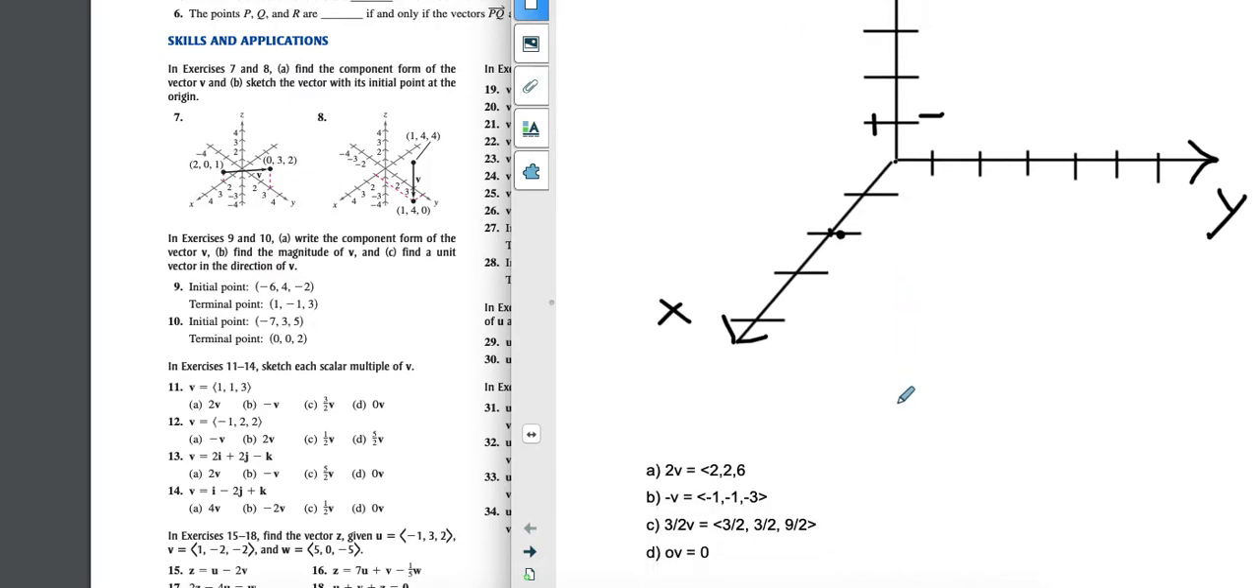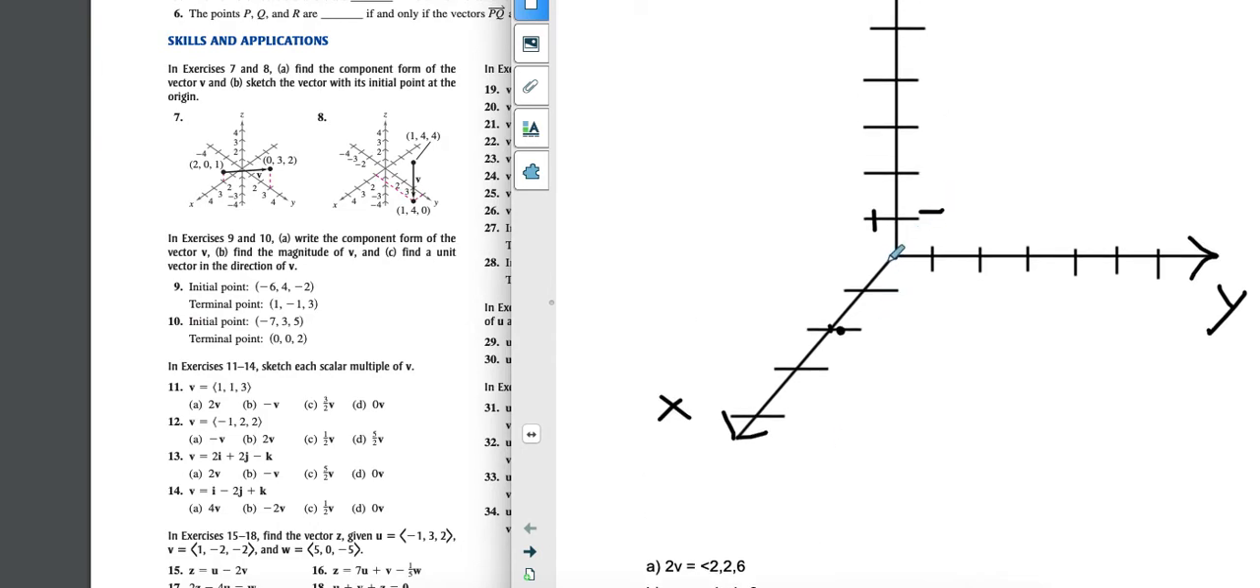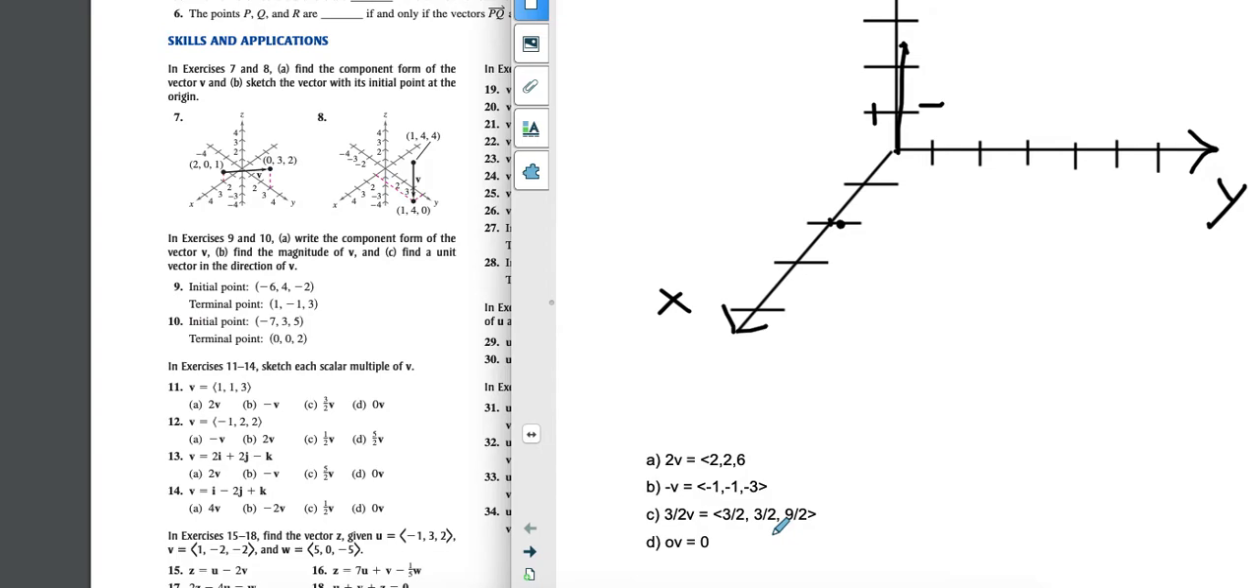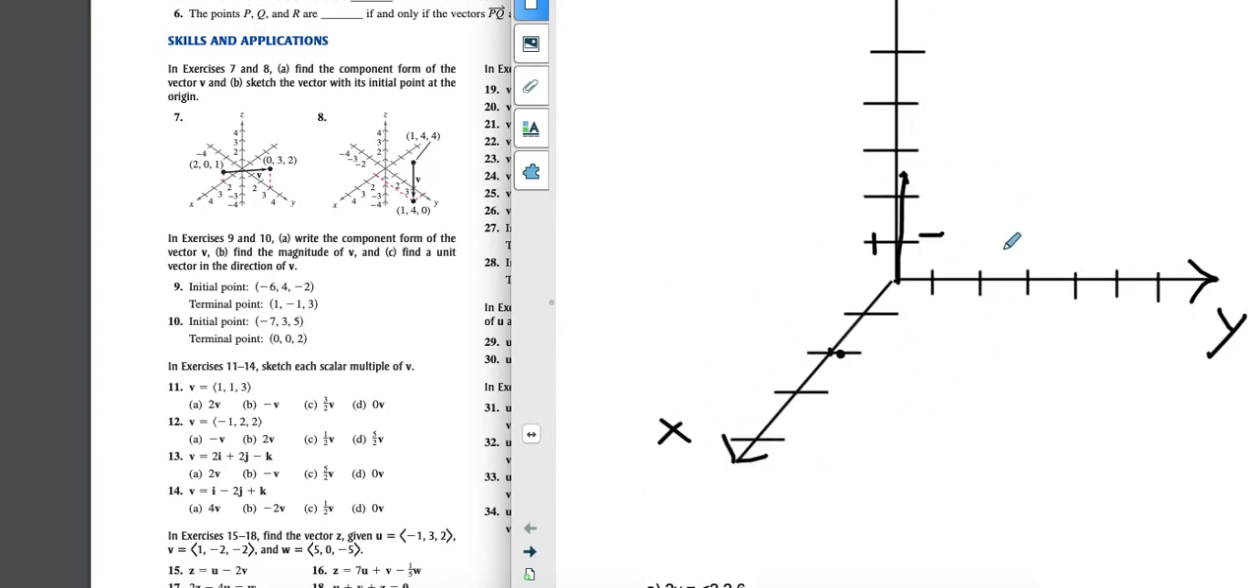Okay, last one is 3 halves, 3 halves, 9 halves. This is going to be a little more eyeballing. So 3 halves would be 1.5, 1.5 here, and then 9 halves up. 9 halves would be the same as 4.5. So 1, 2, 3, 4.5. So I'm going to go from here to here. Okay, and then we don't need to graph the 0 vector. That doesn't make sense. Okay, so again, it's not always easy to see 3 dimensions on a 2-dimensional screen or paper. Just do your best. The biggest thing is I want you to know how to multiply the vectors.